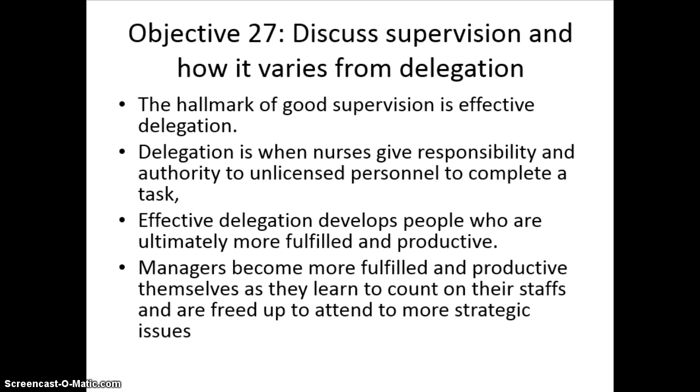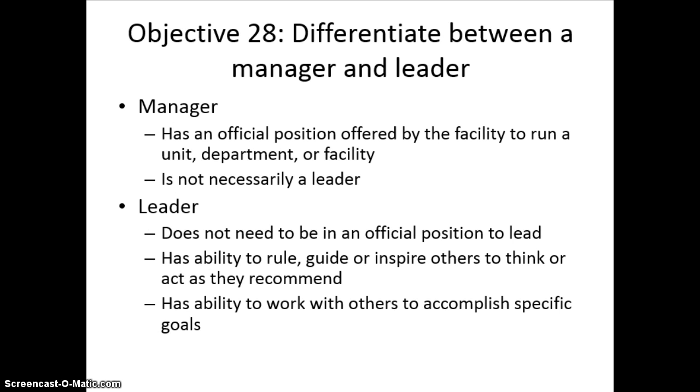Objective 27 says discuss supervision and how it varies from delegation. The hallmark of good supervision is effective delegation. Delegation is when nurses give responsibility and authority to unlicensed personnel to complete a task. Effective delegation develops people who are ultimately more fulfilled and more productive and have more job satisfaction. Managers become fulfilled and productive themselves when they learn to count on their staff and are freed up to attend to more strategic issues as part of their job.